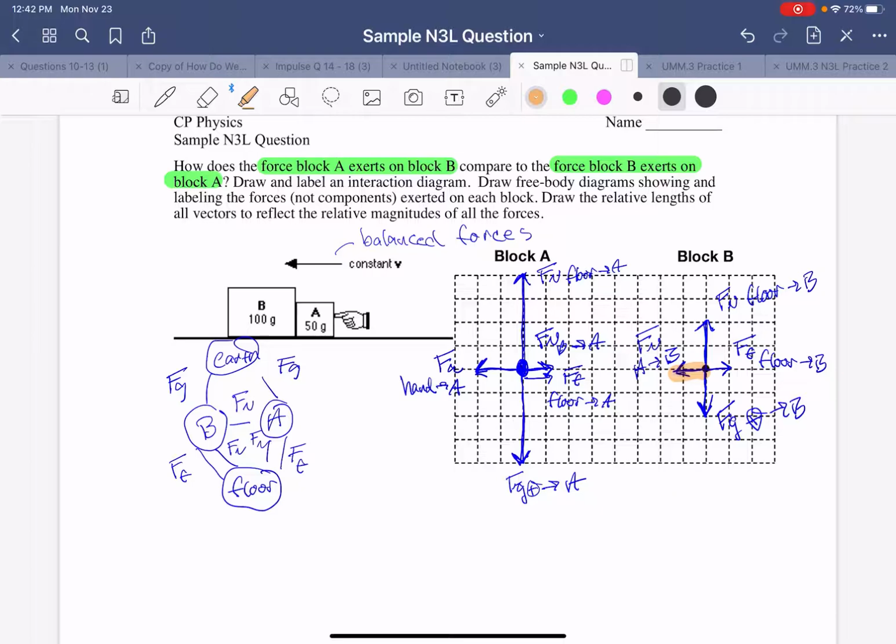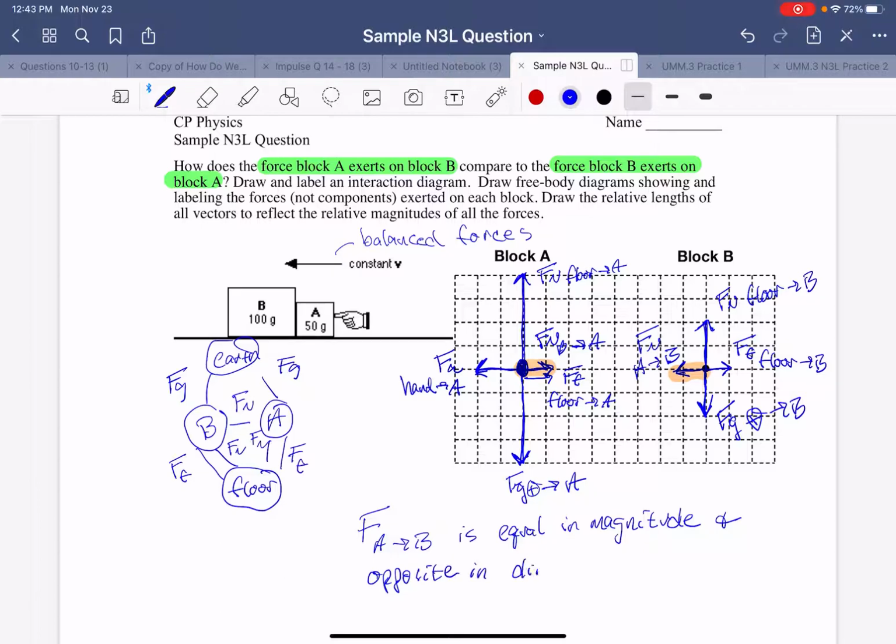If I look really carefully at my free body diagram here, I can see that my normal force of A on B is equal in magnitude and opposite in direction to my normal force of B on A. So to answer the question, the force of A on B is equal in magnitude, another word for that is size, and opposite in direction to the force of B on A. And this is called a force pair.